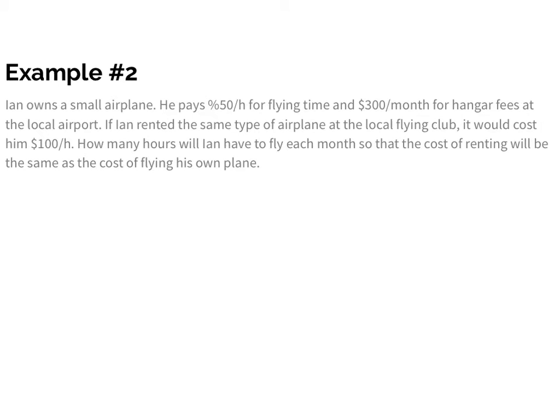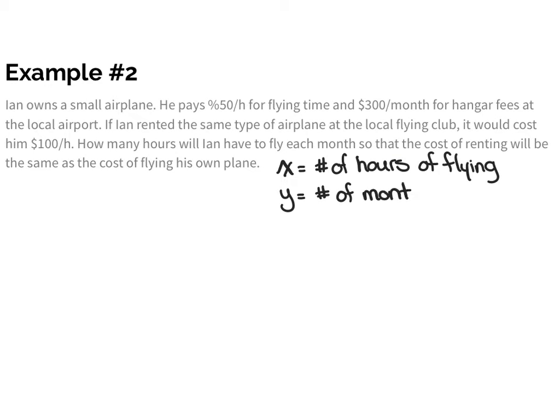Now, I let you guys try out what you wanted to do, but essentially we started by picking out our variables. So x we said was the number of hours that Ian would fly, and then we let y equal the number of months. So we set up our equations. The first one was the rent. The first one was the own.